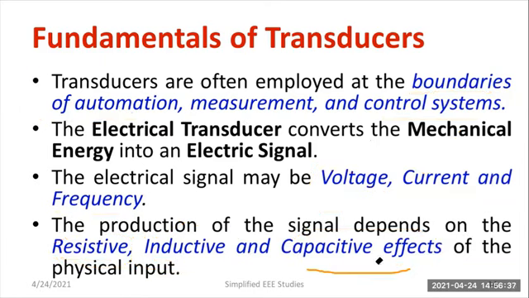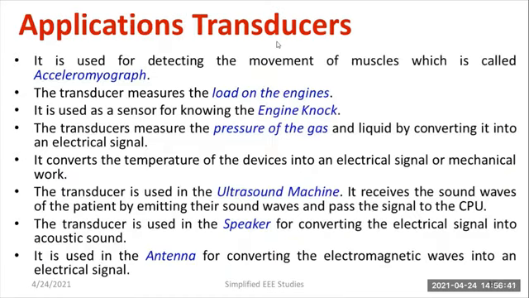Let us list out the various applications of transducers. What are the major applications? In the area of biomedical engineering, you can identify the movement of muscles by using a device called an acceleromyograph. The main component of the acceleromyograph is a transducer. We require a transducer in the case of the acceleromyograph. The movement of muscles will be converted into electrical pulses.